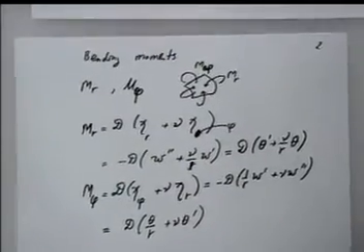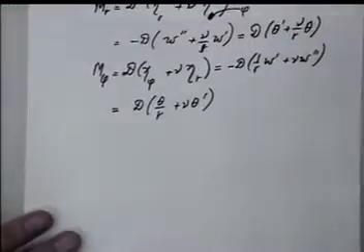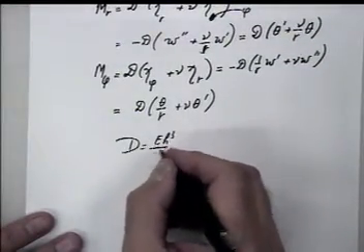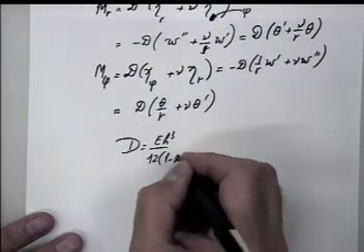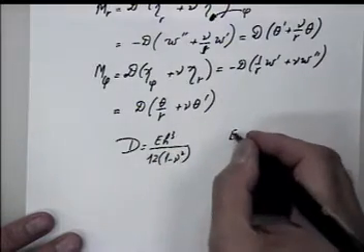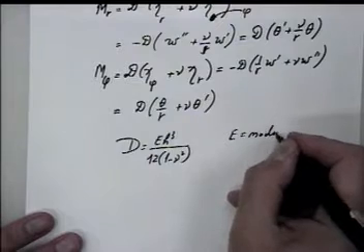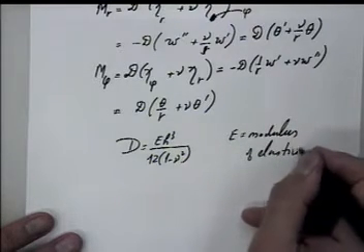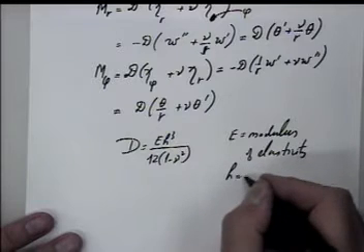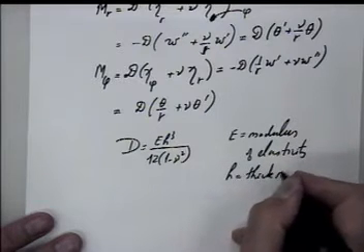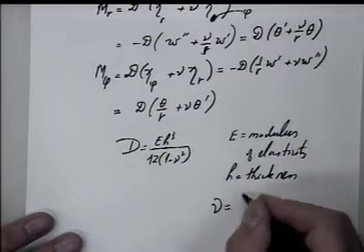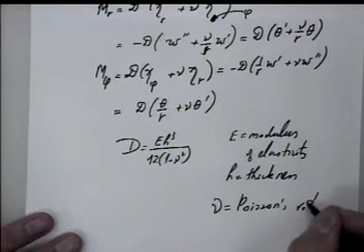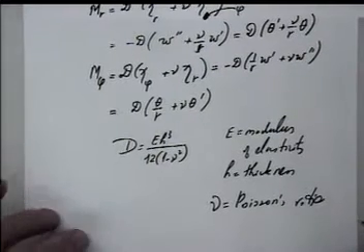Now D is the same as it was for rectangular plates. D is E h cubed over 12 times 1 minus nu square. E is a modulus of elasticity. h is a thickness. Nu is a Poisson's ratio. Okay?